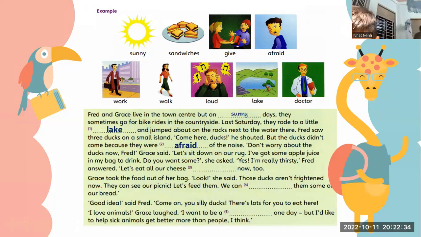Don't worry, I have some in my bag to drink. Lucy wants some, she said. Let's eat all our sandwiches. Cheese sandwiches. Very good. Okay, so continue.